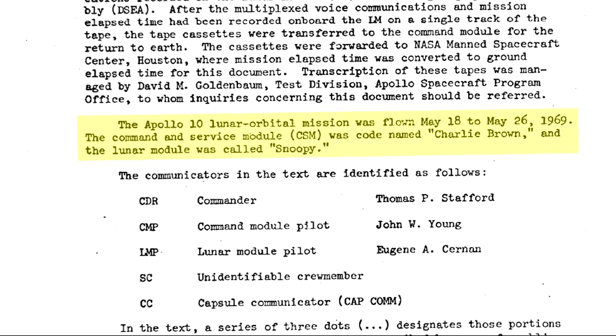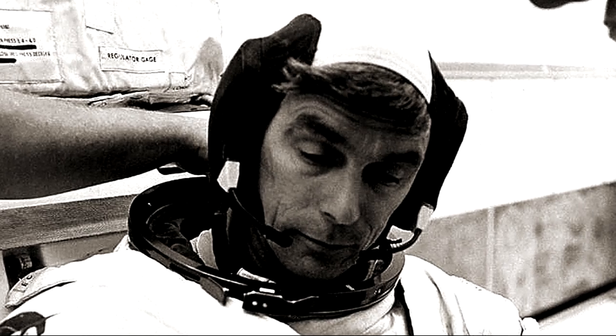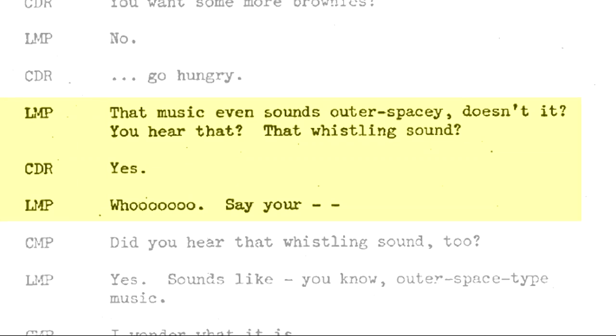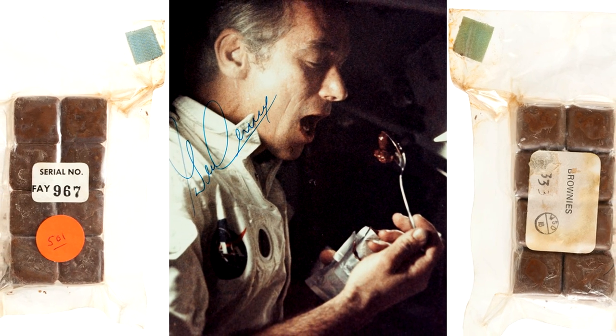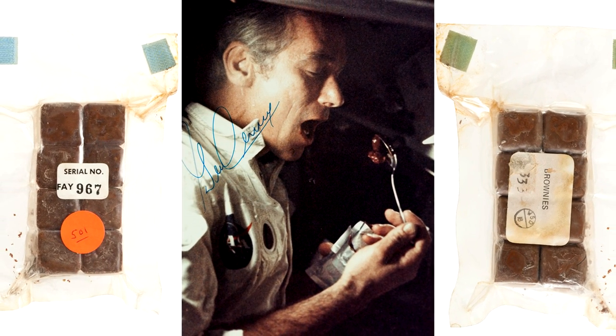In the audio recordings from the Apollo 10 mission, astronaut Gene Cernan, who was piloting the lunar module, asks John Young, who was piloting the command module, if he hears that whistling sound. It is Cernan who calls it music, and even says it sounds outer spacey. At the end of this video, we will reveal the secret behind Gene Cernan's space music.